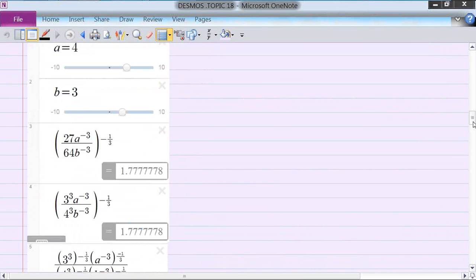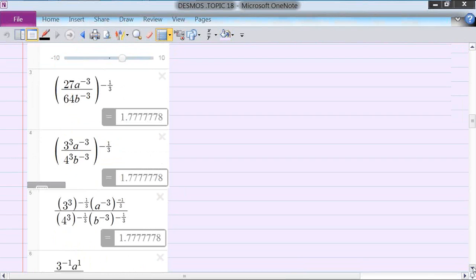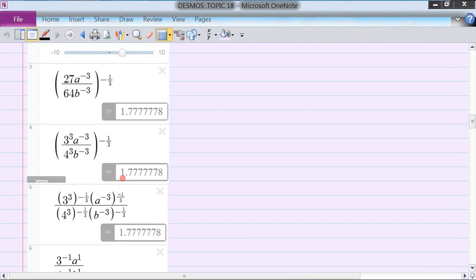Now we're going to do something with exponents. We're going to solve this one right here. It's 108, number 80. And so first thing, we enter the problem right here. Instead of 27, I'm going to write 3 cubed. This I'm going to keep the same. 64 is 4 cubed, and b to the minus 3 stays the same. Notice the value doesn't change. You should change the value of the sliders to make sure these don't change.